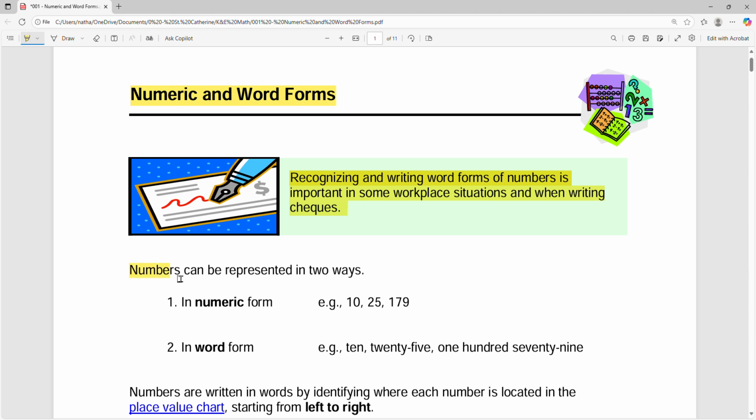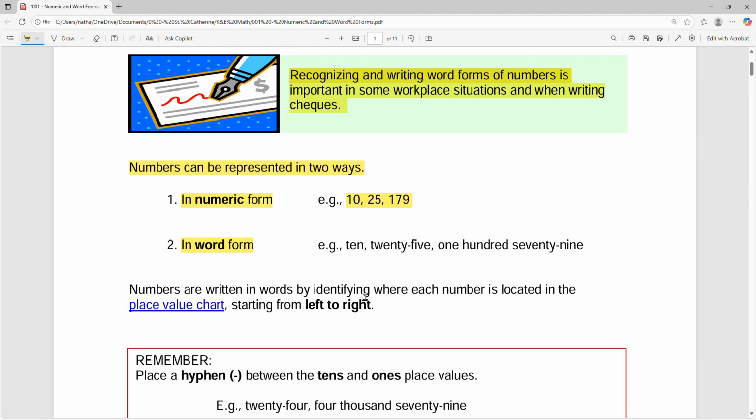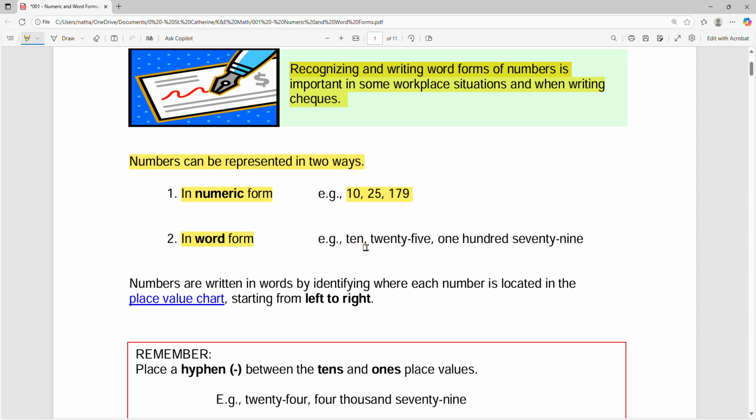Numbers can be represented in two ways. So in numeric form, which is when we just write the numbers down, and in word form, which is when we spell each word out. So 10, 25, and 179 from this example here above.